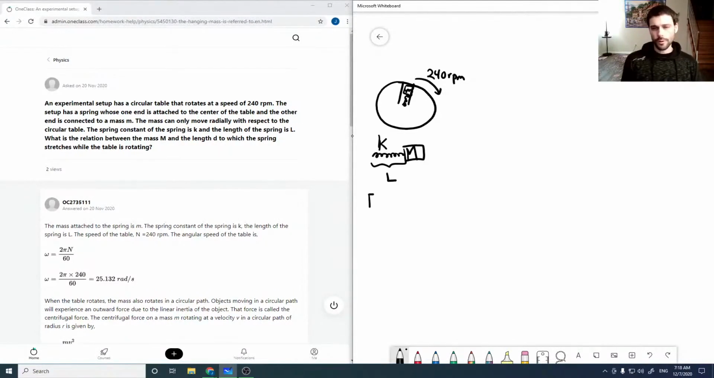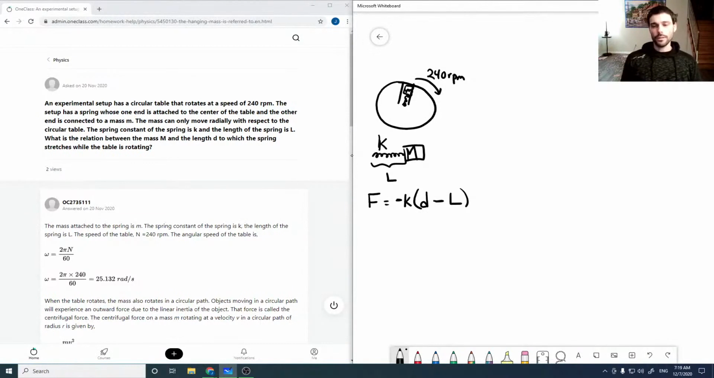So our spring force is minus K, and it wants us to find a relation between the mass and the length d to which the spring stretches while the table is rotating. So our force will be d minus L, where d is whatever length it reaches and L is its equilibrium length. So our force is negative as it's a restoring force, so a force to bring it back.